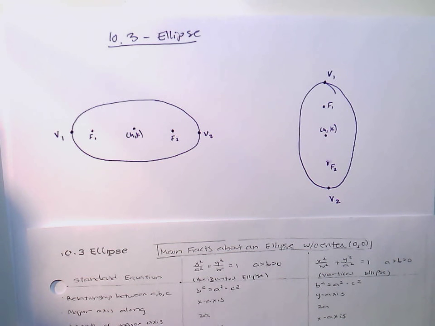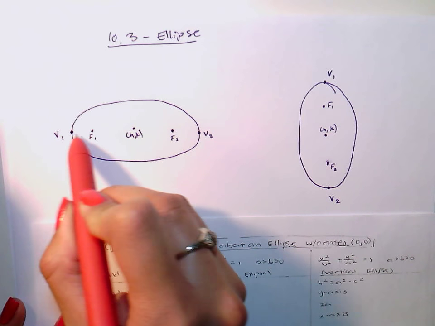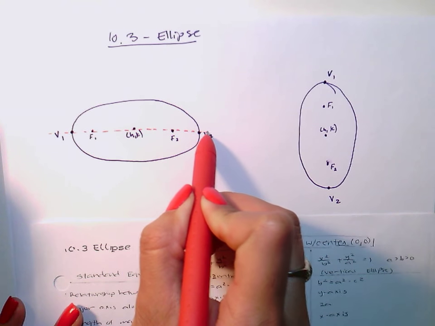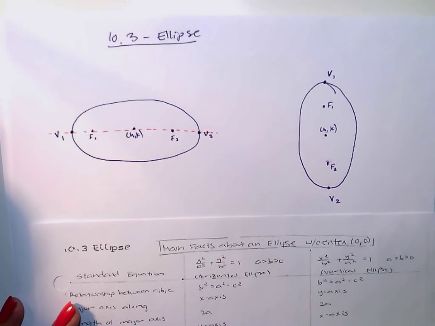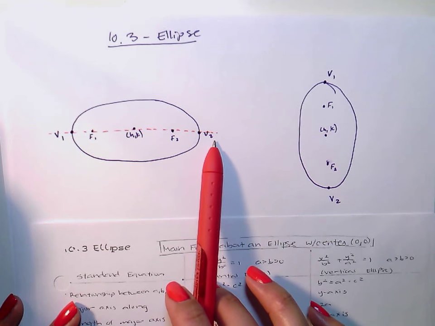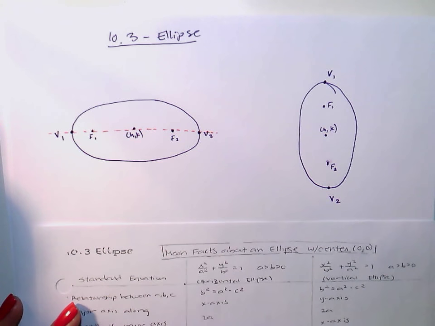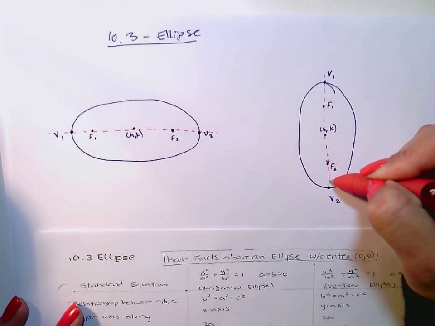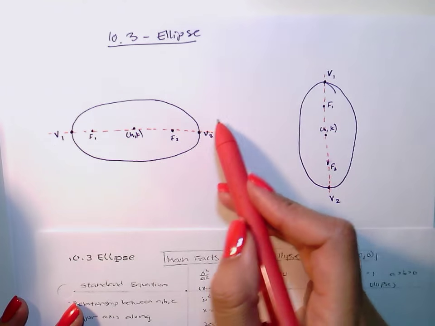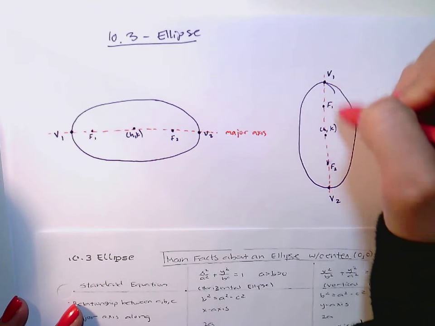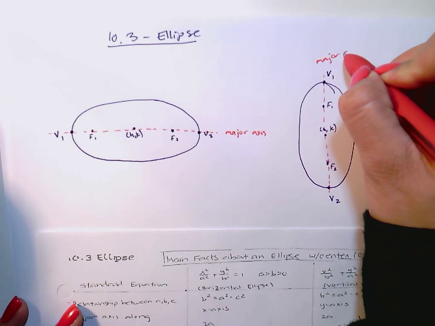So we also have something called a major axis. The major axis is the line that goes through the center, the foci, and the vertices. If the ellipse is longer horizontally, the major axis is also going to be horizontal. The major axis is going to be vertical if the longer side is vertical for the ellipse. So this again is called the major axis, and for this one, this is the major axis.